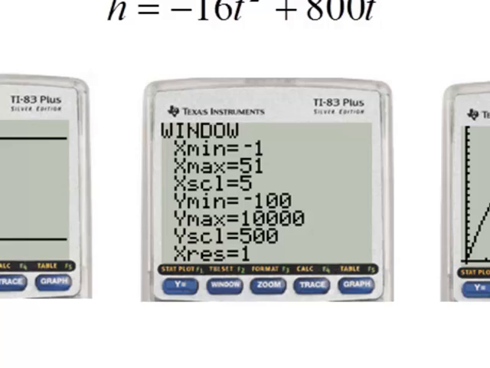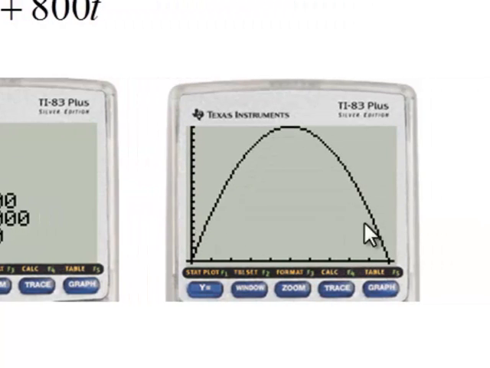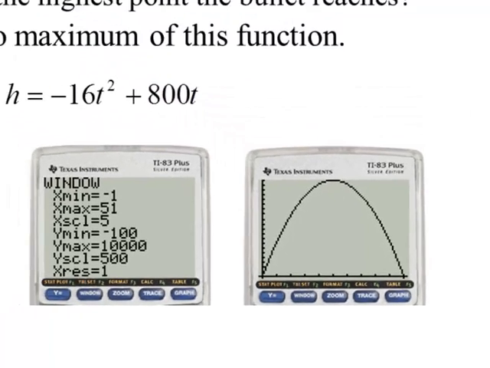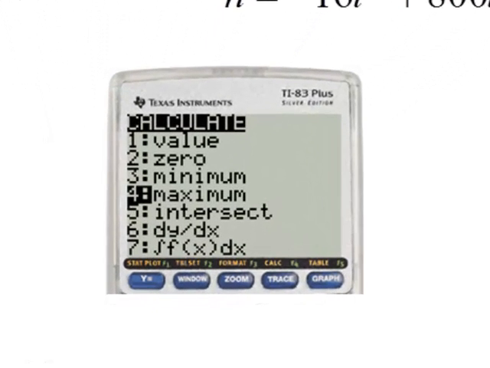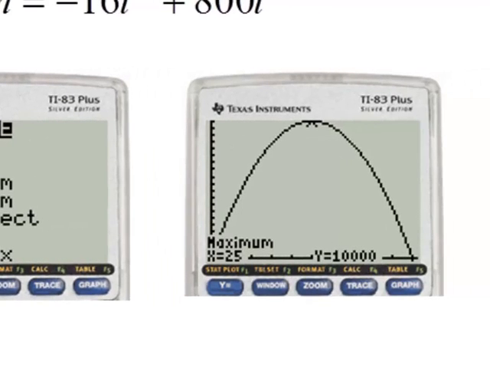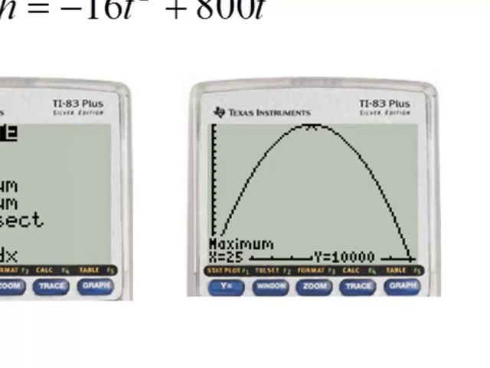When we hit graph, we see this parabola. So to answer number 4, we are trying to determine what is the maximum value for the function. Hitting second and trace, we have calculate. We can go to number 4, maximum, and we can see the calculator is giving us a maximum value of 10,000 for y. This occurs when the time is 25.